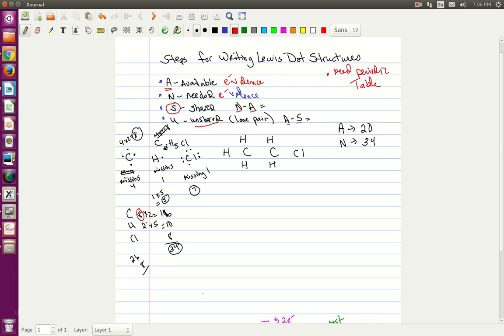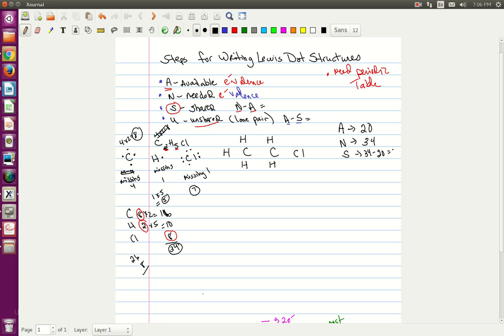Every hydrogen atom needs 2 electrons because it only has 1 energy level. And there are 5 hydrogen atoms in this molecule, so 2 times 5 is 10. Every chlorine atom needs 8, and there's only 1. That's why there's an 8 there. So add that together, we get 34 electrons. All right, how many of these electrons are going to be shared? Shared is needed, which is 34 minus available.